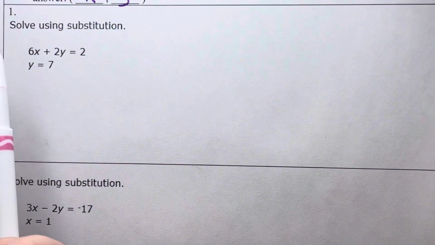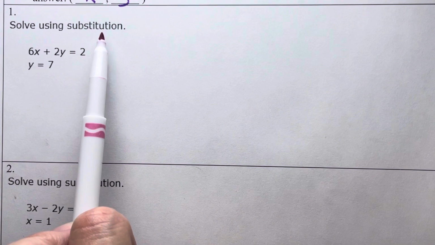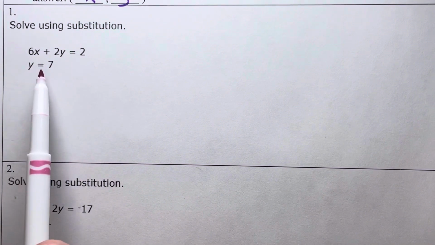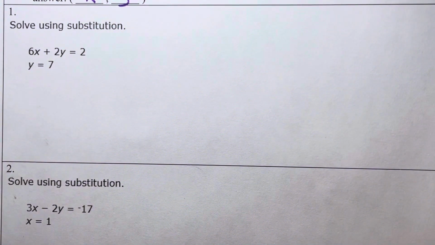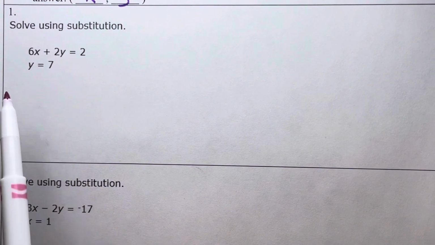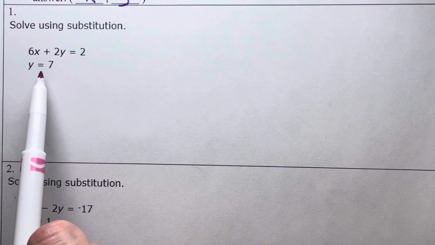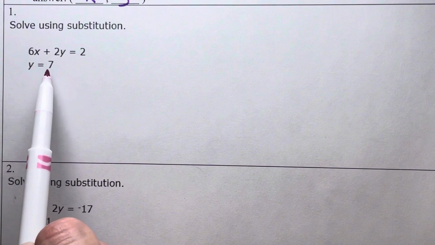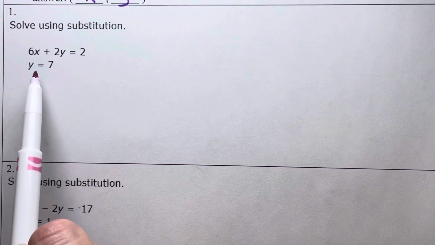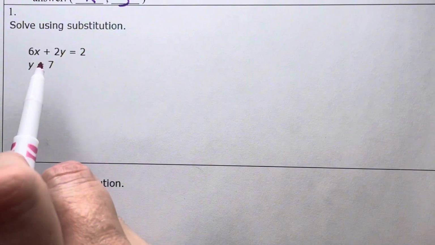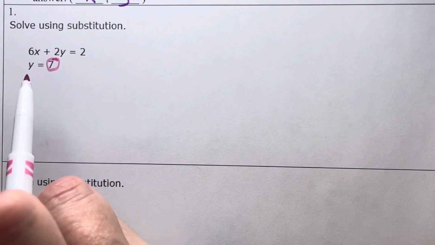Example 1. We're going to solve using substitution the system of 6x plus 2y equals 2 and y equals 7. Let's walk through the steps of solving together. Our first step was to determine which equation is solved for a variable. Well, we see here that our second equation is a y equals equation, so it is solved for the variable y. And we were instructed to circle its equation part. And its equation part is very small, very simple.